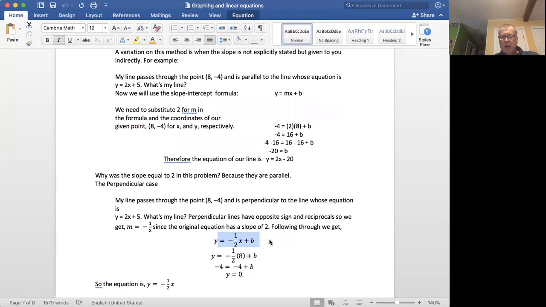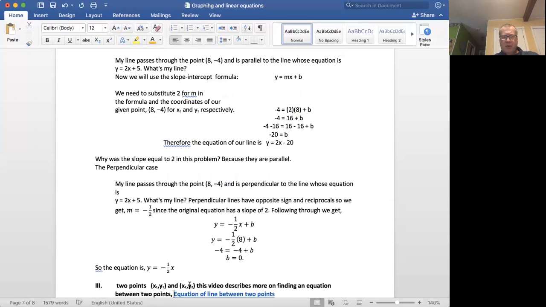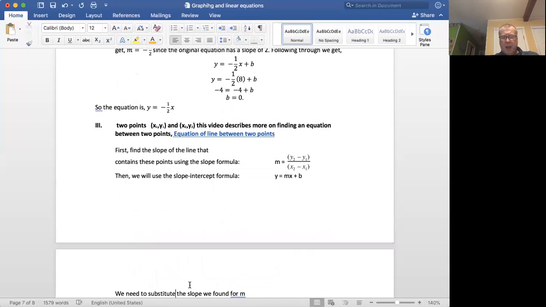Now I'm going to plug in the point, just like the problem before. I plug 8 in for x and minus 4 in for y. Now 1/2 times 8 would be 8 over 2. It'd be a negative 8 over 2, which is negative 4. So we'll add 4 to both sides. And when we add 4 to both sides, we get, y should be b here. Sorry about that. Should be b equals 0. And so we end up with the equation y equals minus 1/2 x.